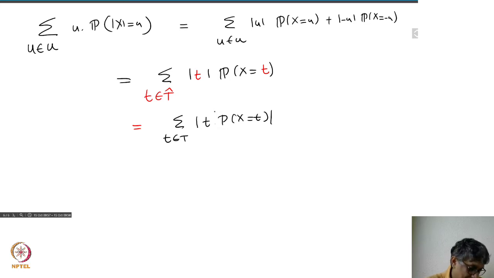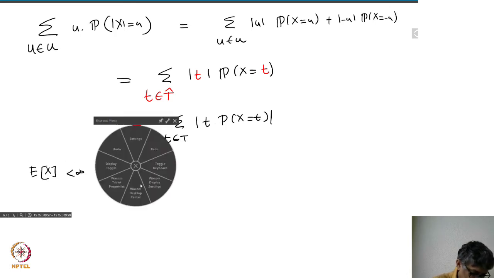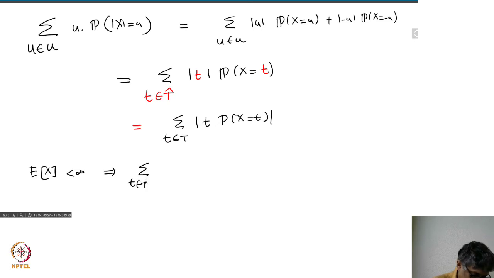But now I know the fact that if this right hand side is finite, the left hand side is finite. So that just says that if E of x is finite, this implies that the summation over t in T of mod t times probability x equal to t converges absolutely.